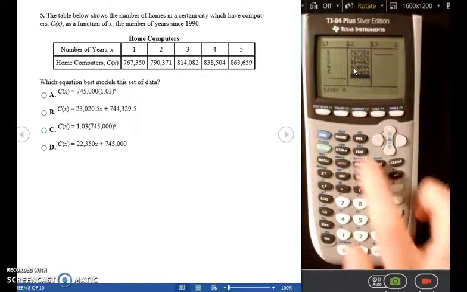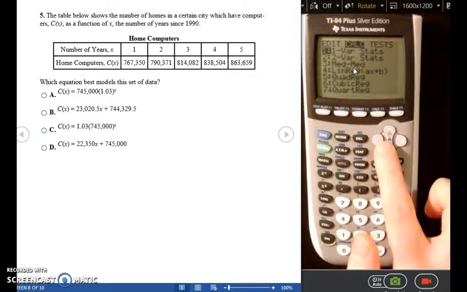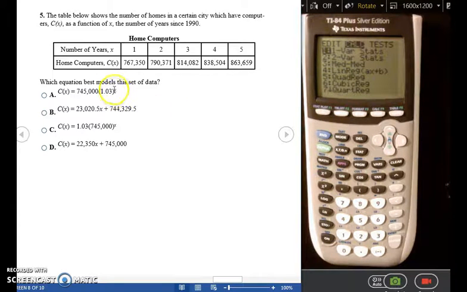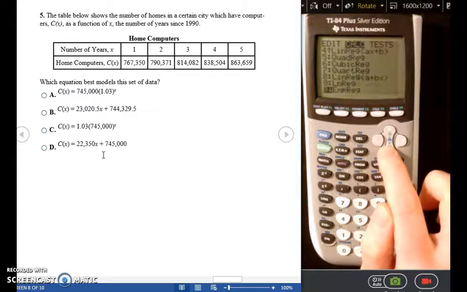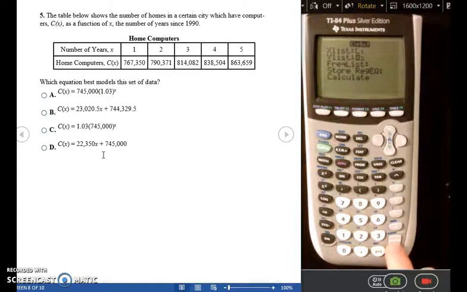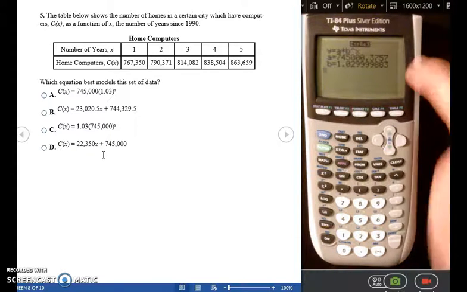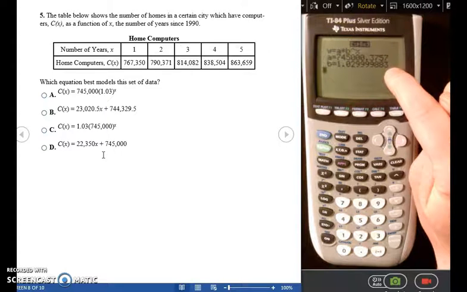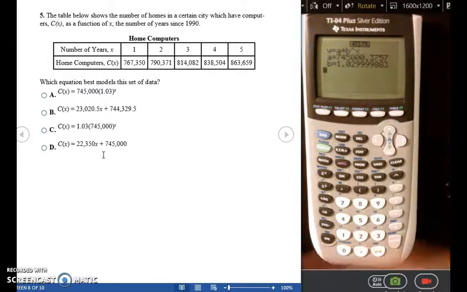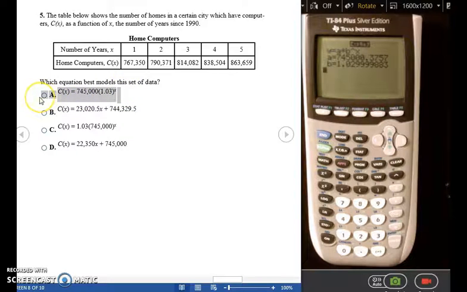And so now you're going to go back into stat and go over to calculate. And I look at my answers, and I have an exponential. I have 2 of those, and I have a linear. So I'm going to go ahead and do exponential first. And I press enter. And then once again, you just click enter, enter until you get to calculate, and press enter. And there it's telling you the number out front is 745,000, and the base number is 1.03. And so that directly matches choice A, so that's going to be your final answer.